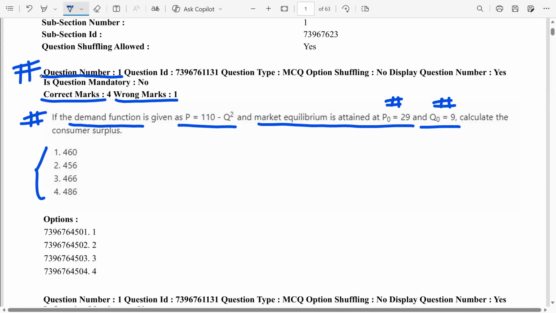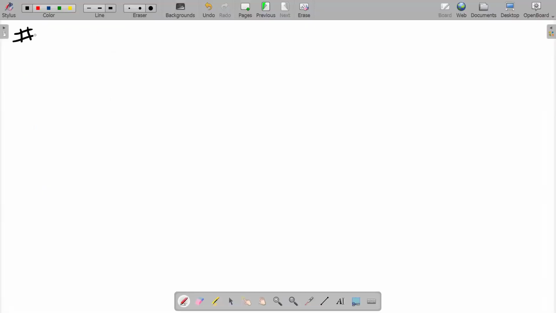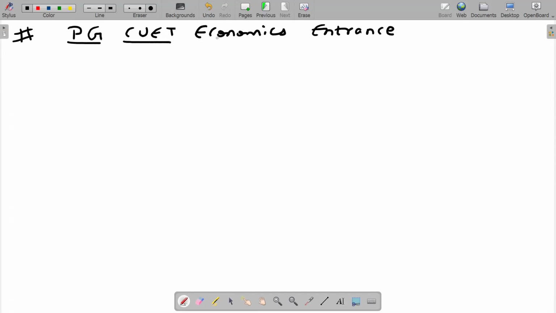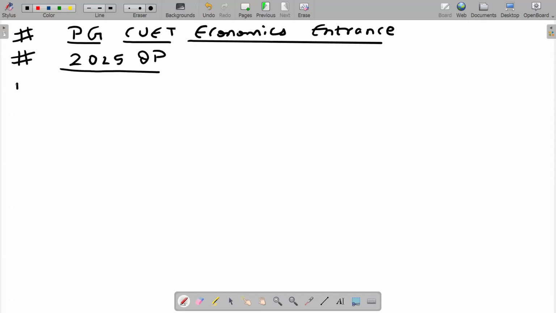Let me quickly come to the whiteboard to solve this, and let me also explain and revise consumer surplus with all students. I am just writing the main heading for clarity. This is PG CUET economics entrance. We are looking at the 2025 question paper for discussion, and we are looking at question number 1.